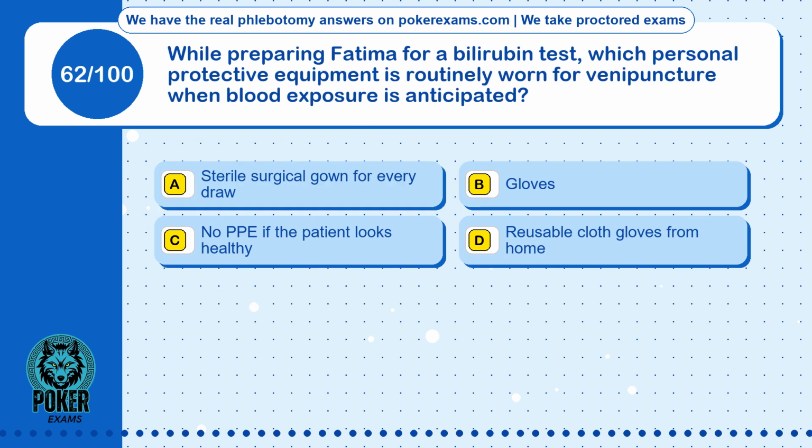Question 62. While preparing Fatima for a bilirubin test, which personal protective equipment is routinely worn for venipuncture when blood exposure is anticipated? Option A. Sterile surgical gown for every draw. Option B. Gloves. Option C. No PPE if the patient looks healthy. Option D. Reusable cloth gloves from home.